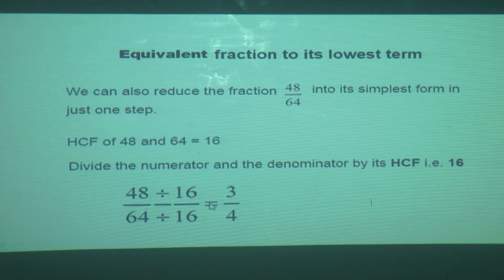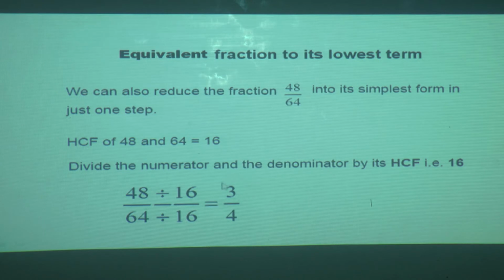How is it in the lowest form? We did a reduction, that is, we simplified 48 upon 64. What did we do? We took 16 in the numerator as well as in the denominator. If you want to reduce it by 2, you can do it by 2 also. You can divide 48 by 2 and 64 by 2, then continue the reduction until you reach the simplest form. The answer will remain the same.